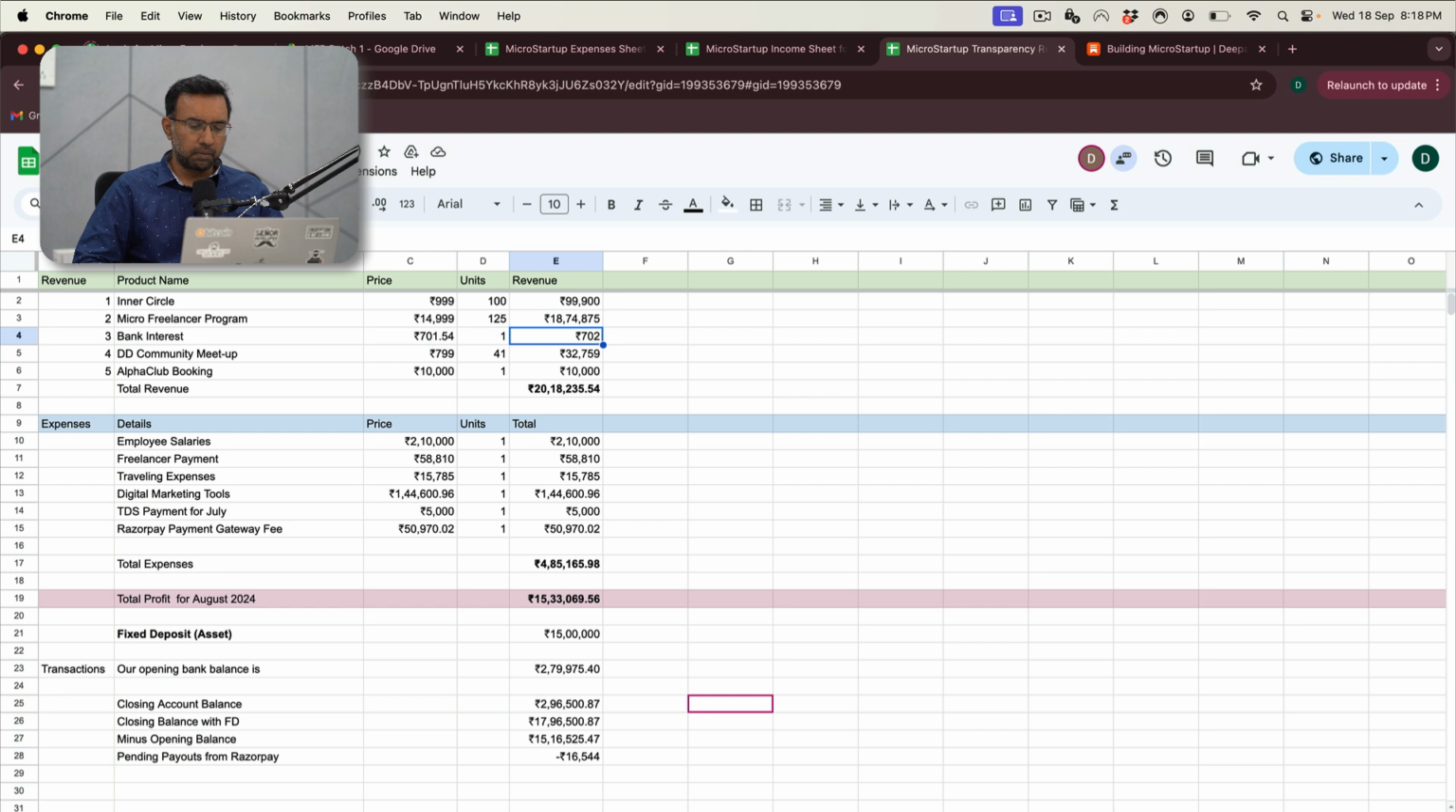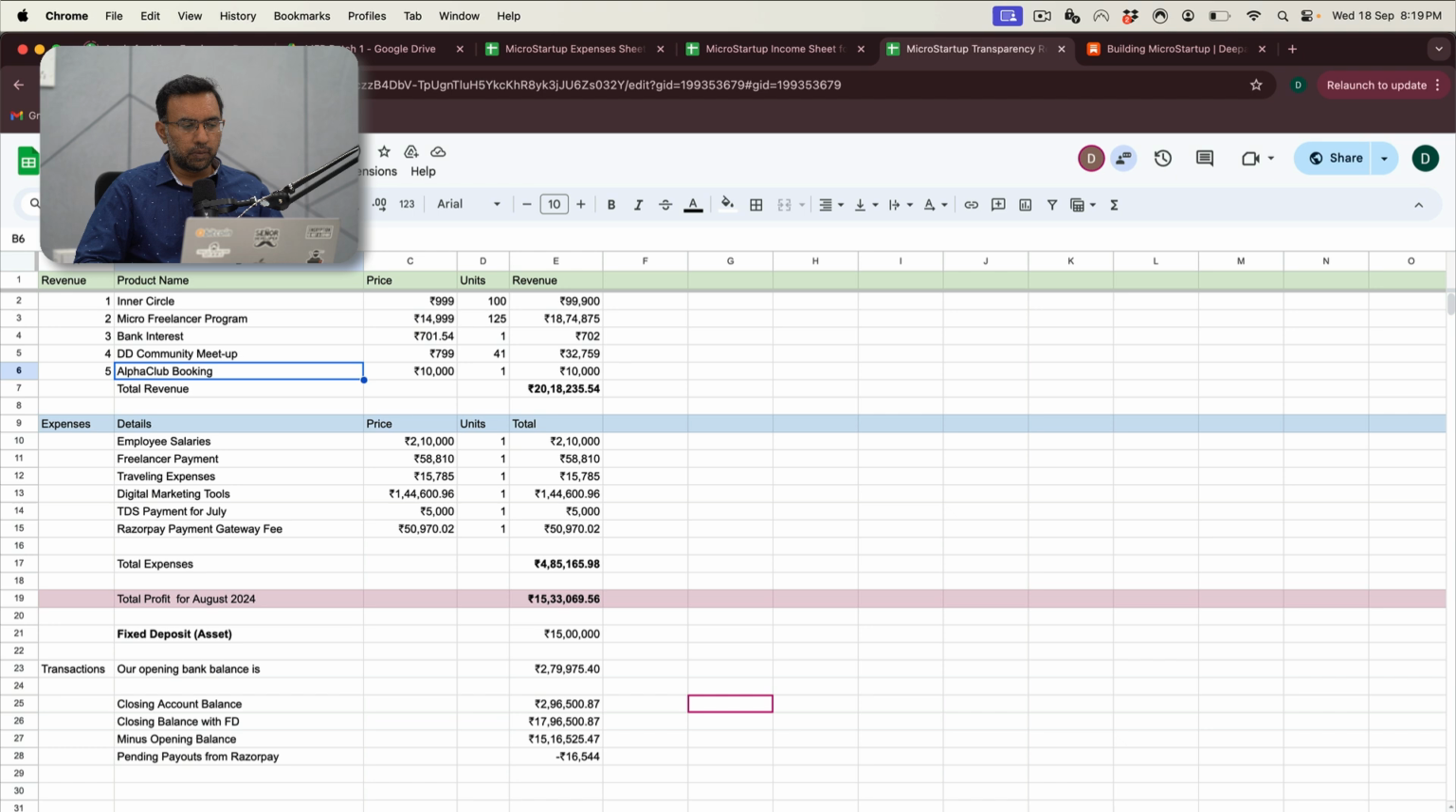We had some bank related interest, maybe some debit card bonuses or whatever. We had a credit of 701 rupees related to banking transactions. And I did a meetup in Mumbai, and this particular meetup was a lot of fun, and you might have seen the photos before. So I charged 799 rupees for the meetup so that I have quality students who come into the meetup. We sold 41 units of it and generated 32,759 revenue.